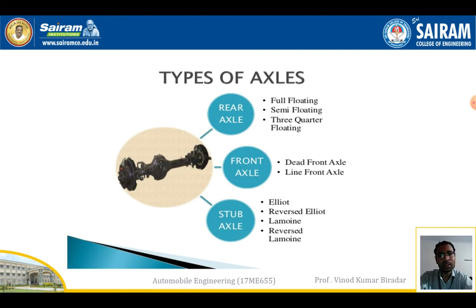Rear axles, as I mentioned here, include full floating, semi floating, three quarter floating, and so on. There are many. For front axles, there is the dead front axle and the live front axle. These two types of front axles are commonly used in almost all vehicles. Stub axles are the Elliot, reversed Elliot, Lamoine, and reversed Lamoine types. These are the different types of axles used in vehicles, and the axle shape is shown in the diagram.